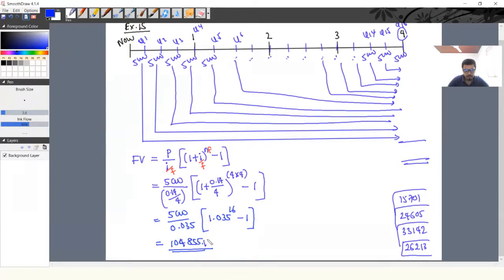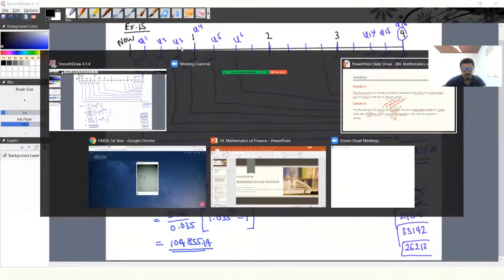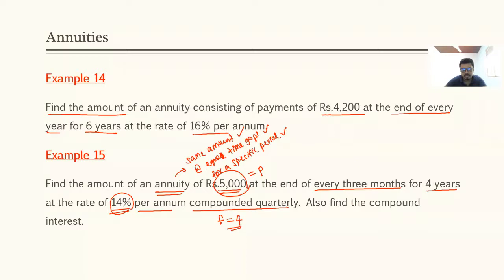0.14. Yes. So here the figure should be this. Right. All these answers are unrealistic answers. Don't you feel like that? Unrealistic. It is clearly mentioned here, 5,000 at the end of every 3 months for 4 years.